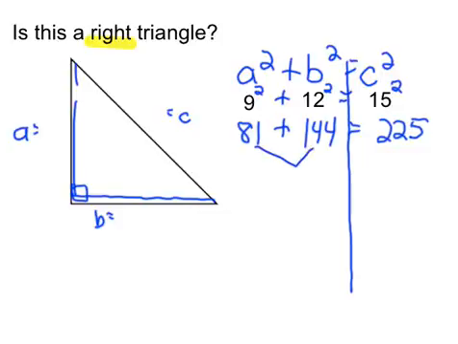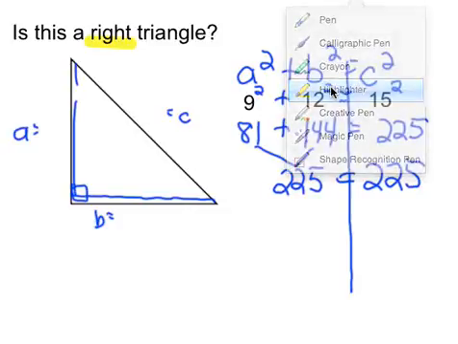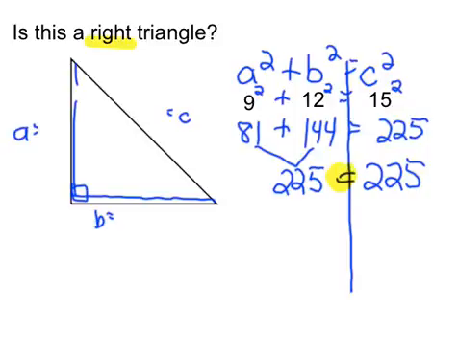So on a calculator, I'm going to type in 144 plus 81. I got 225. Bring down the equals, bring down the 225, and I have to ask myself, are these two equal to each other? Yes, they are. So you're actually going to literally write the word yes. This is a right triangle. It works. And there's all your work.